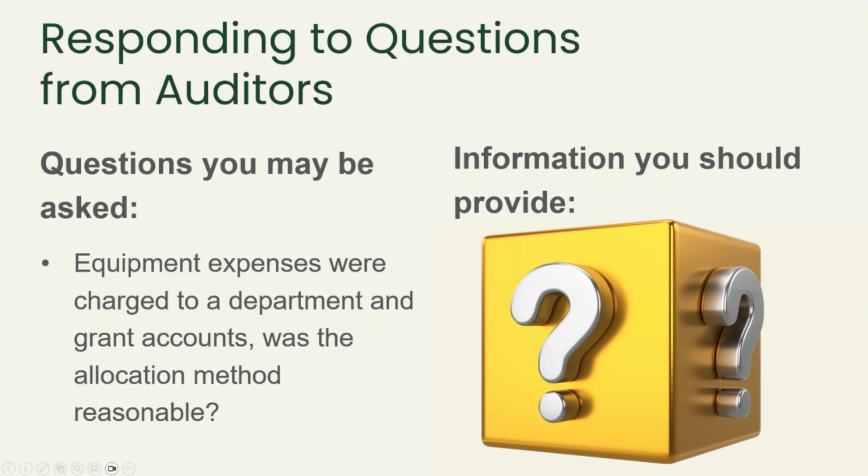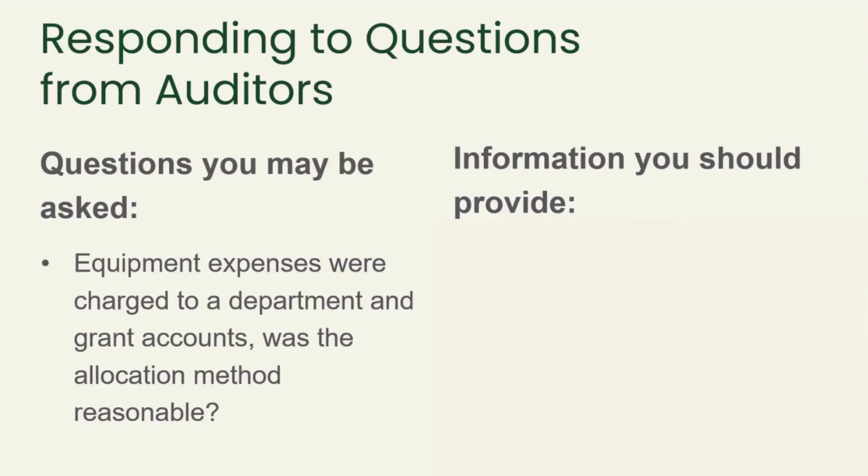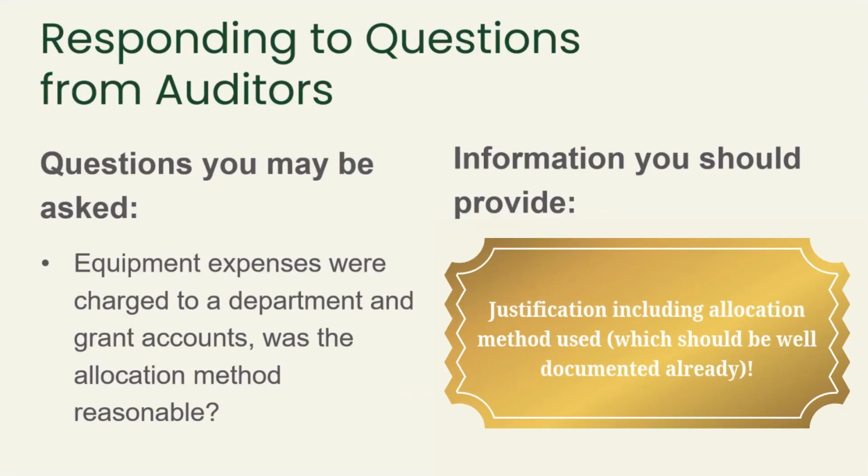Okay, so these are some examples of questions you might be asked, and what information you should provide in response. So you could be asked about equipment expenses charged to a department and grant accounts, and whether or not the allocation method was reasonable. So what you could provide in that case is the justification, including the allocation method that was used, which, if we've been doing it right, as we discussed earlier, should already be well documented.